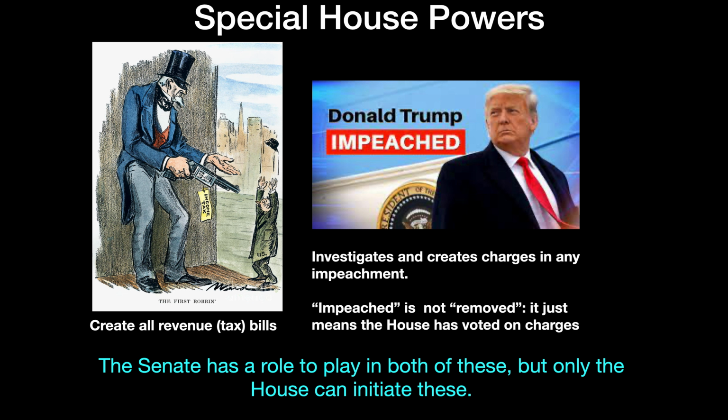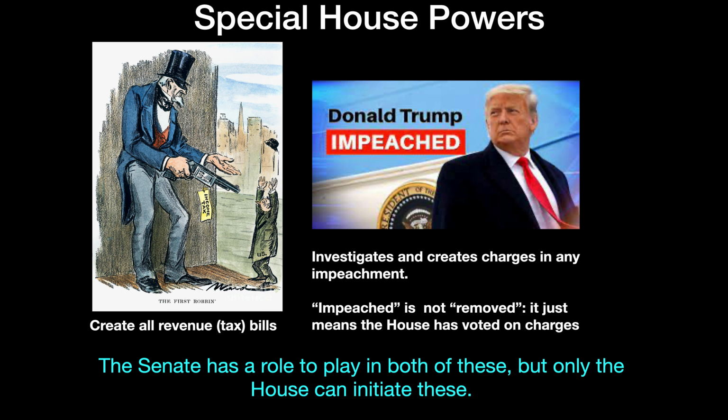The other is in an impeachment. And an impeachment is when a president or other government official, usually it's the president, although it doesn't have to be the president. Let's use the president because it's happened recently to former President Trump. What happens in an impeachment is the House has the ability to research and investigate any allegations or suggestions of wrongdoing by a president.